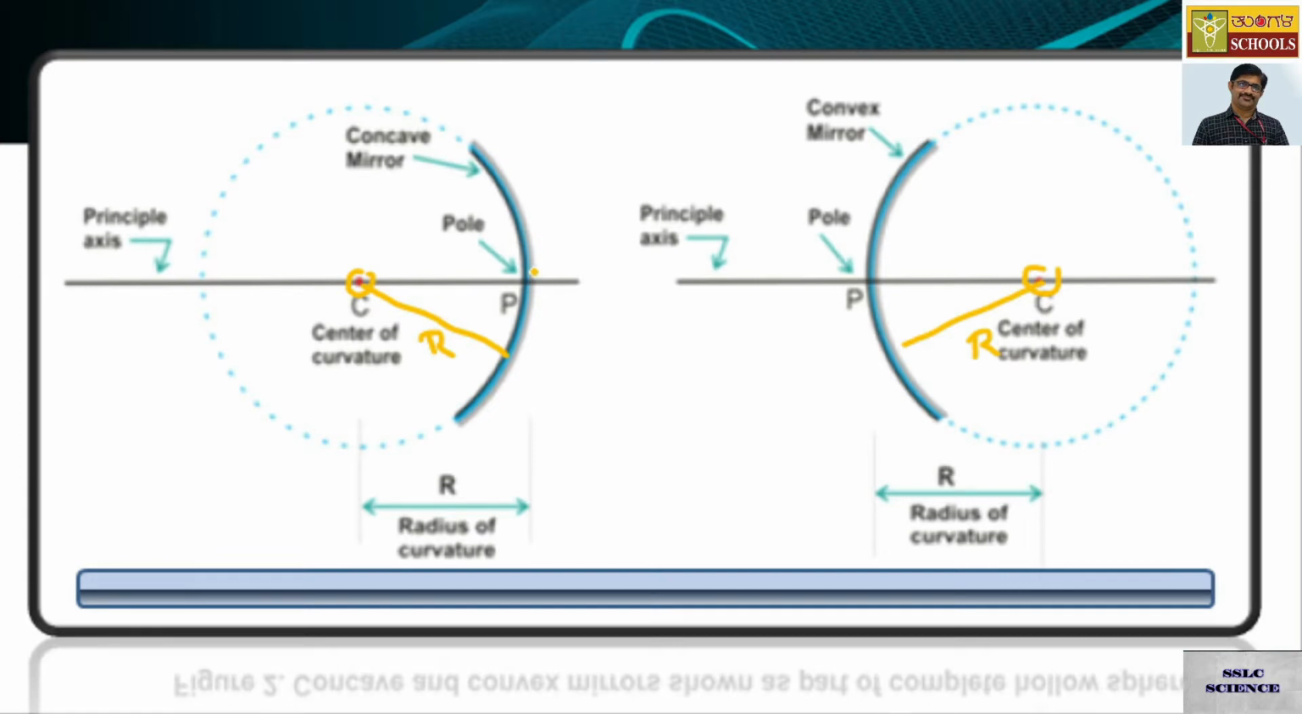Next one will be the pole of the mirror. So pole of the mirror is nothing but the midpoint of the spherical mirror. In the concave mirror, this is the P or pole of the mirror. And in the convex mirror, this has to be the midpoint, that is taken as pole of the mirror P. I hope you got these three points clear.